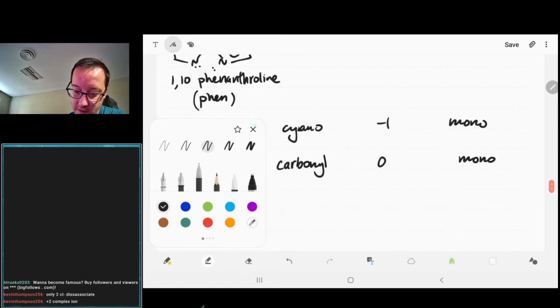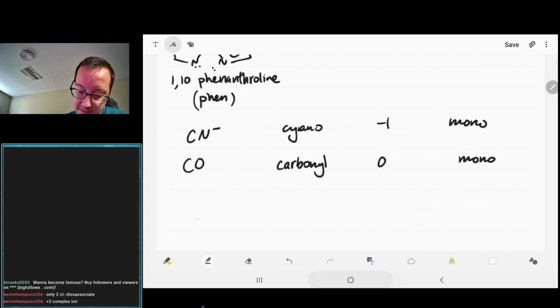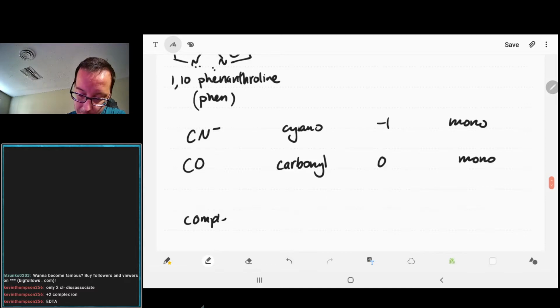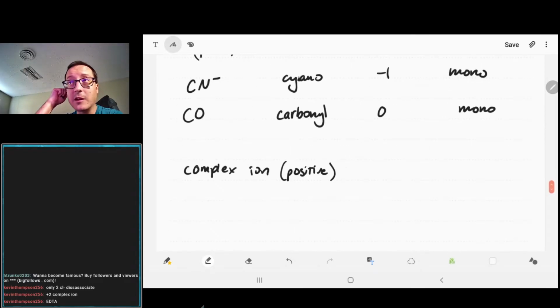So for just a complex ion, let's take a positive complex ion. Like for EDTA, we'll talk about when we talk about chelating agents. But EDTA is definitely a common one. That one is a hexadentate ligand with a -4 charge. But we'll get there. What was I saying? Oh, yes, naming these ones.